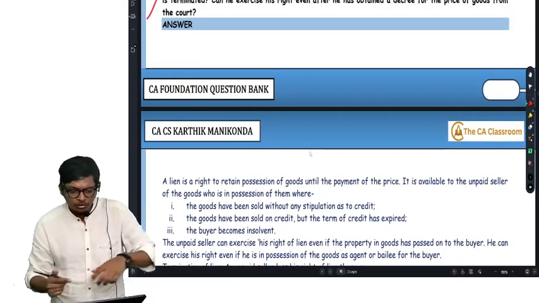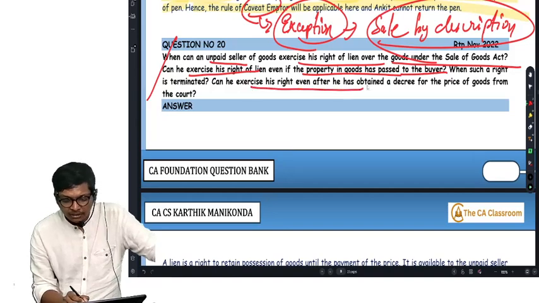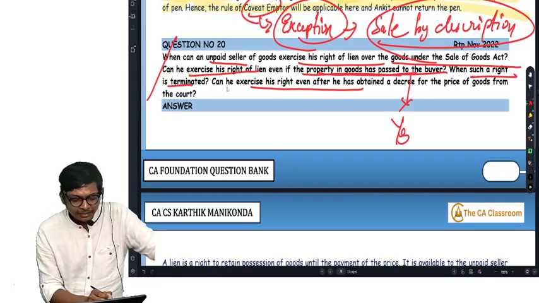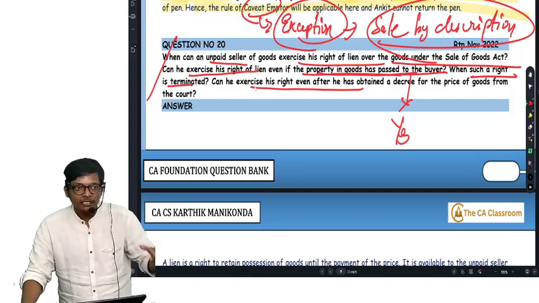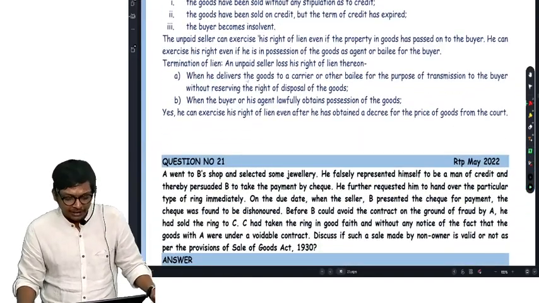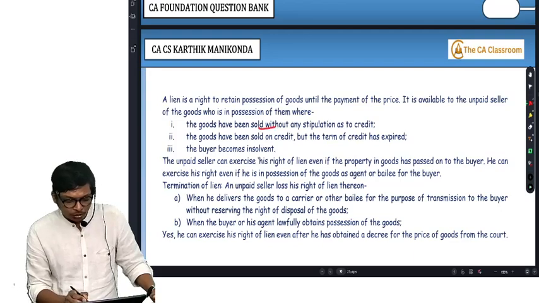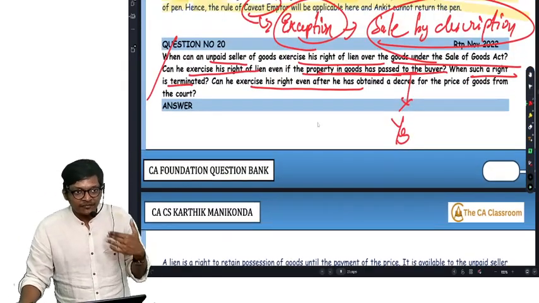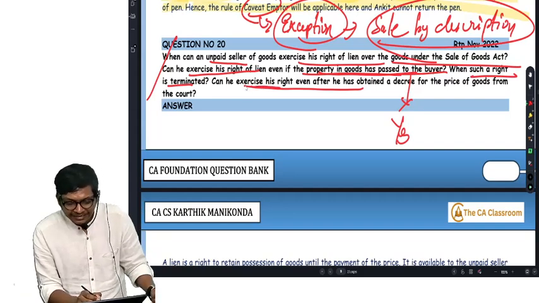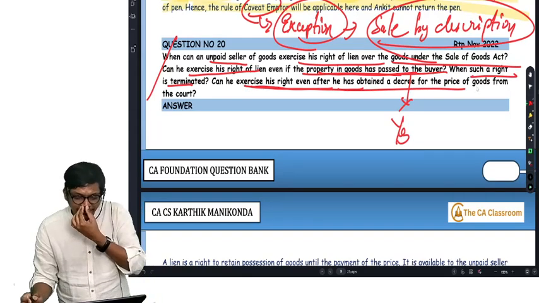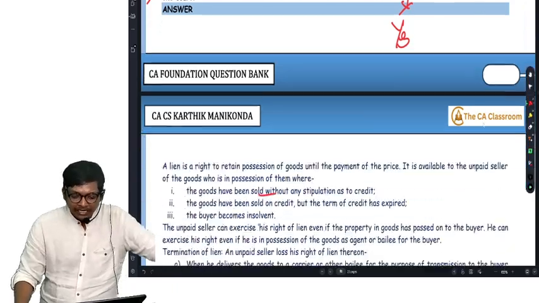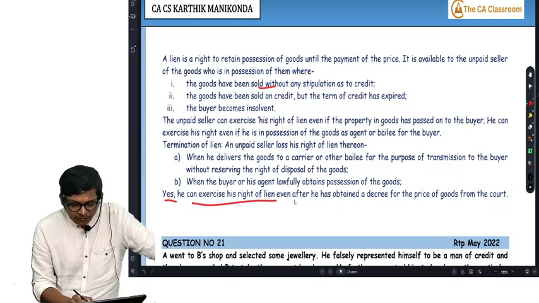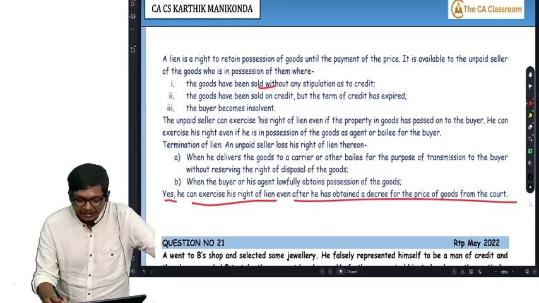Okay. So can he exercise his right even after property has passed to buyer? Yes. When can such a right be terminated? When the payment is made. Correct? Or when the goods have been delivered, or when the goods have left my possession, sent for delivery. Can he exercise his right even after he has obtained decree for the price of goods from the court? Answer is no. Sorry. Yes, sir. Yes, he can exercise right even after he obtains a decree for the price. Decree is a court order.